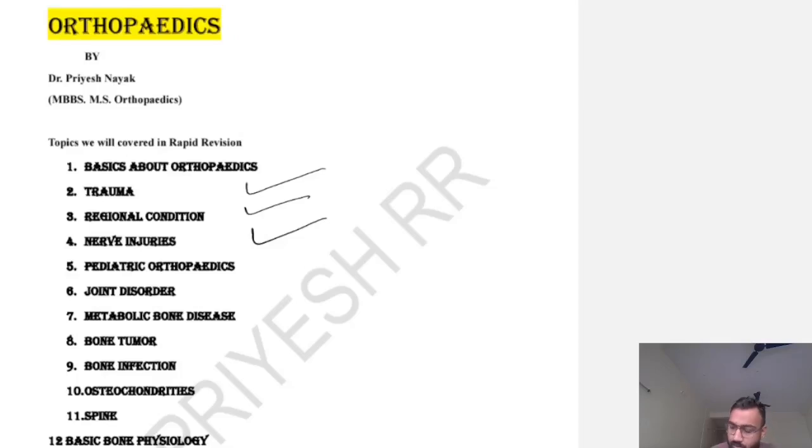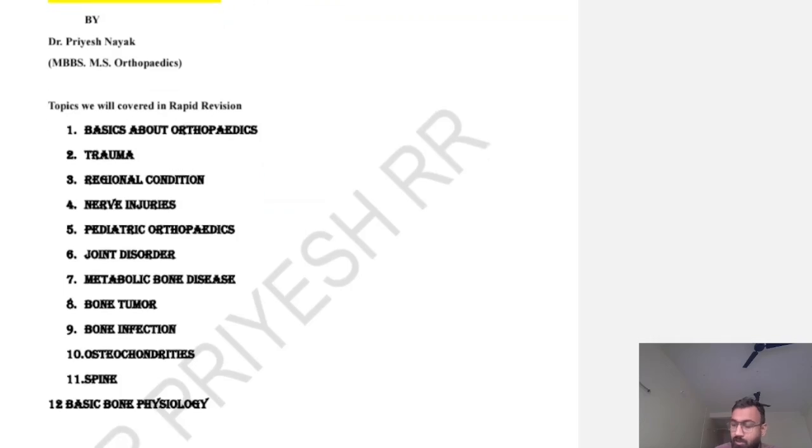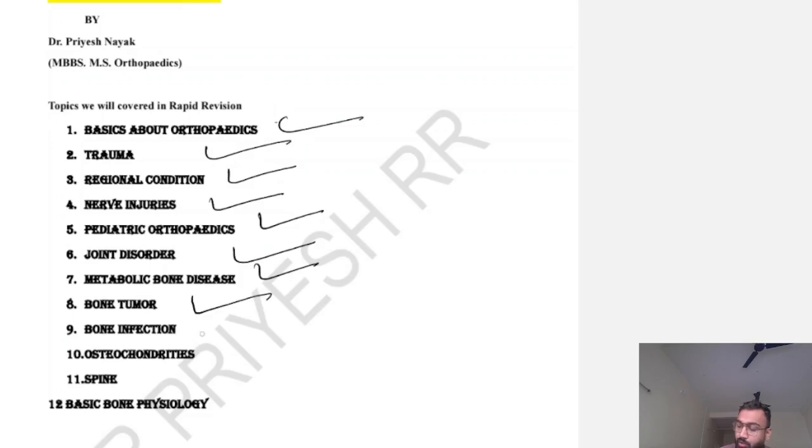So let's start a new subject, that is orthopedics. In orthopedics, I have done MS in orthopedics from Shyam Shah Medical College, Rewa. The topics we will cover in orthopedics are basics about orthopedics, trauma and regional conditions, nerve injuries, pediatric orthopedics, joint disorders, metabolic bone disease, bone tumor, bone infection, osteochondritis, spine, and basic bone physiology.